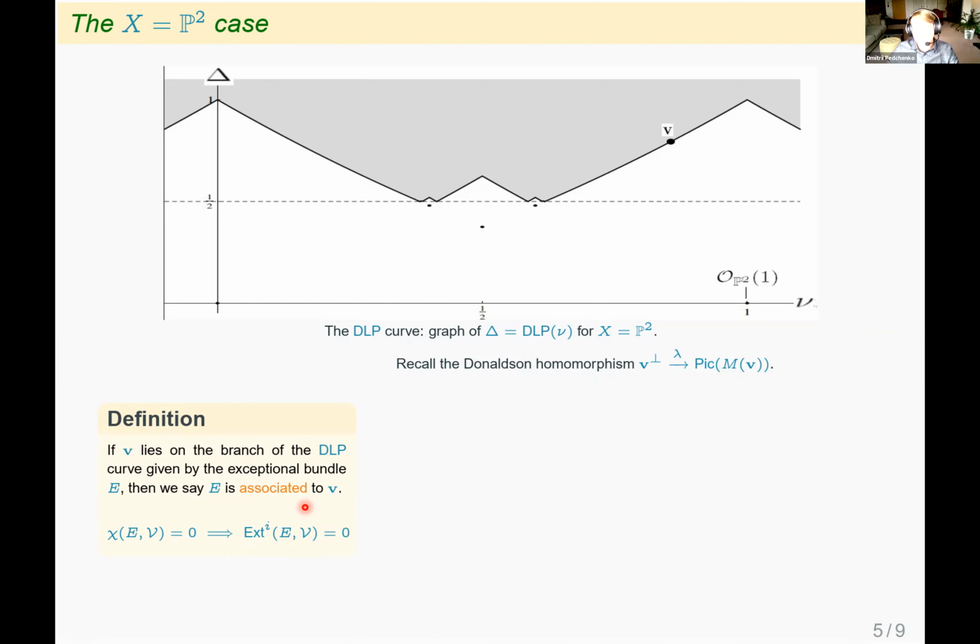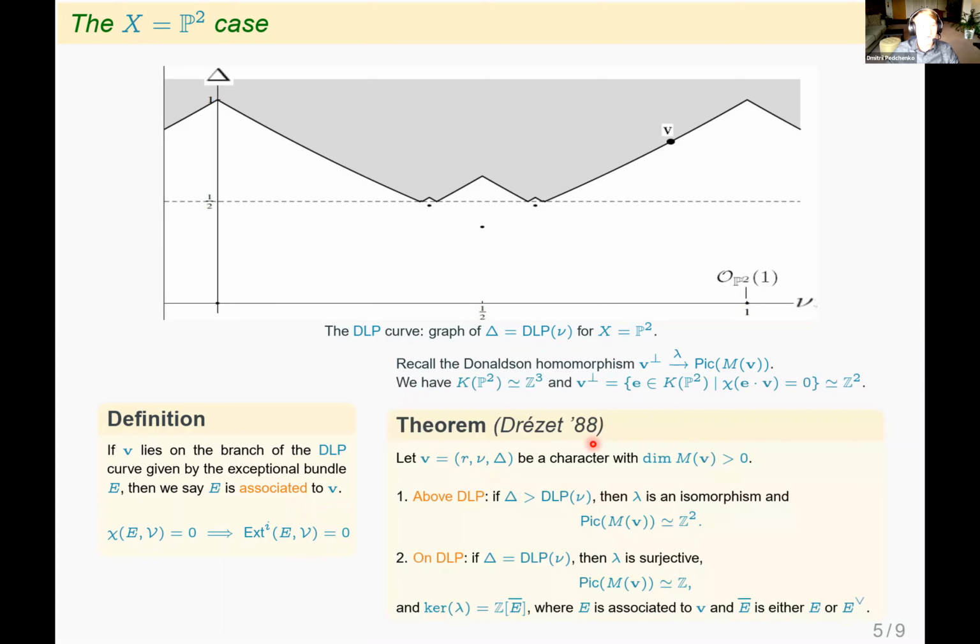And what Dmitrii proved in '88 is that this is all the story. So if you consider the moduli space of positive dimension, and these are the only ones with interest in Picard groups, then if you're above DLP and there is no associated bundle in terms of this definition, then Dmitrii actually shows that the Donaldson homomorphism is an isomorphism. So we just need to recall that the orthogonal complement to V inside the K group, which is rank 3, becomes rank 2. So the Picard group is Z2.